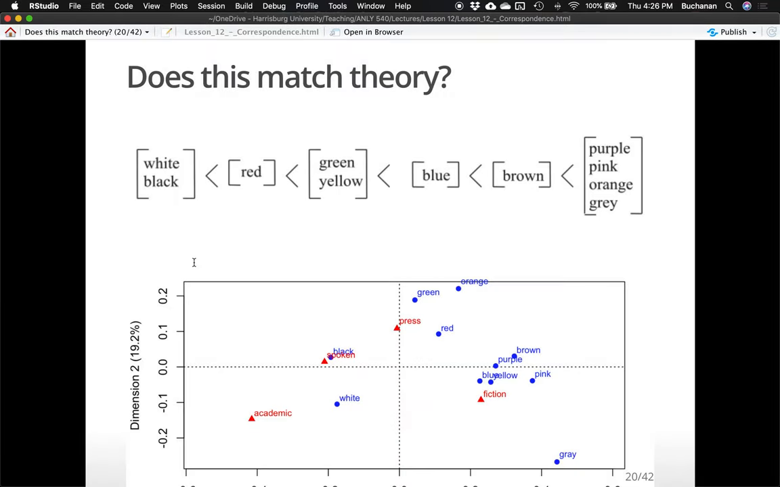So does this match theory? So back to why is this the way it is? So what we can say is that the fiction register tends to represent the later levels of Berlin and Kay. The academic and spoken register are a little bit earlier. Press here is kind of an odd one, because orange is the real odd one out. But it's kind of here in this red-green area. So press is somewhere in the middle.